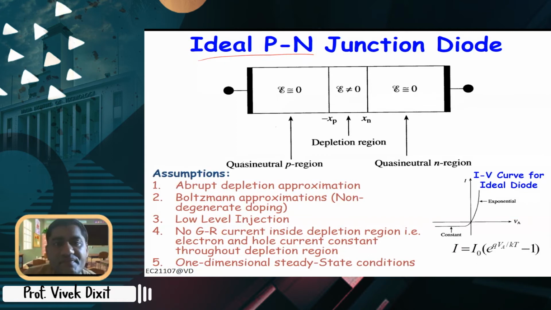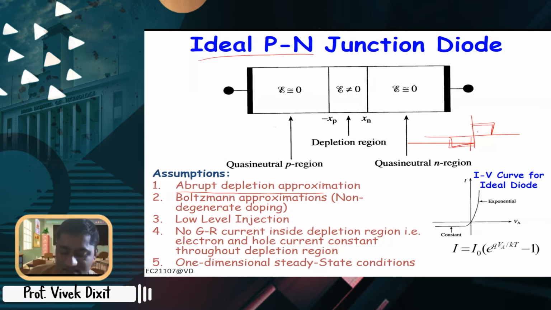First, let us start with an ideal p-n junction diode. In the ideal p-n junction diode, first of all, we assume it's an abrupt depletion region. So it's just basically, as we have discussed, abrupt, right? So there is no slope here, right?